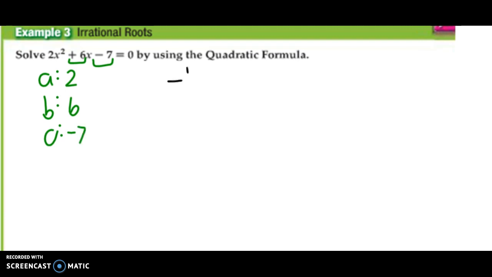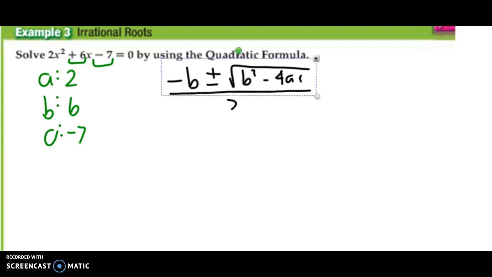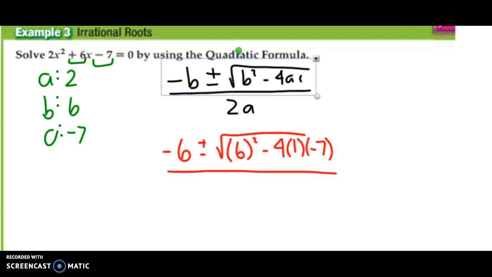So I put them into my quadratic equation. Remember, that's negative b plus or minus the square root of b squared minus 4ac all over 2a. So I plug my numbers in where they belong. So b is 6, so I'd have negative 6 plus or minus the square root of 6 squared minus 4 times 2 times negative 7 all over 2 times 2. That's supposed to be 2 instead of 1. So now I have it all plugged in, with all my numbers where they belong.